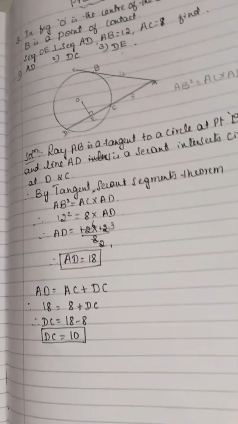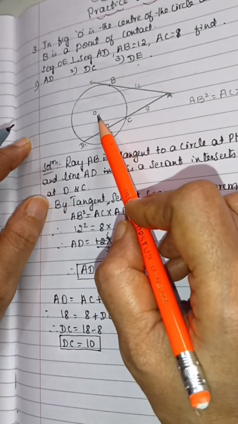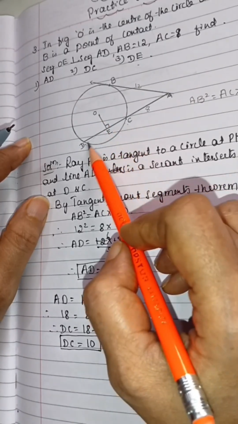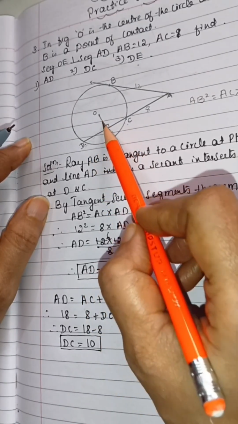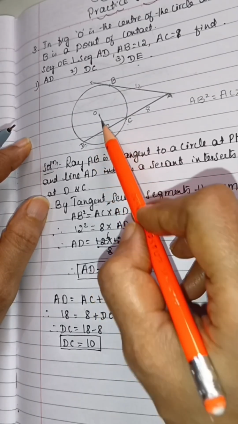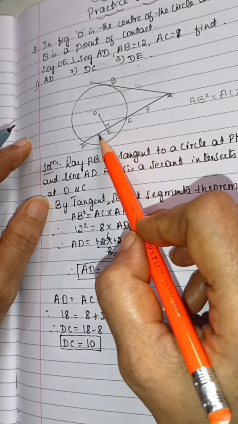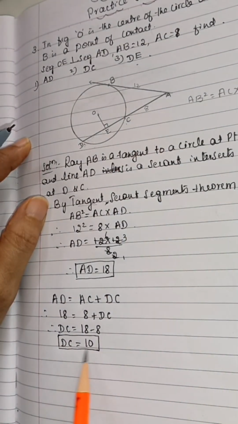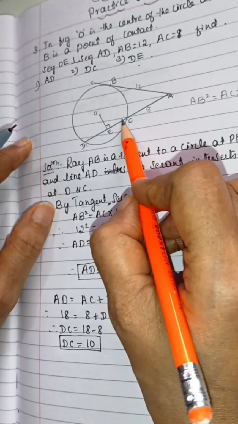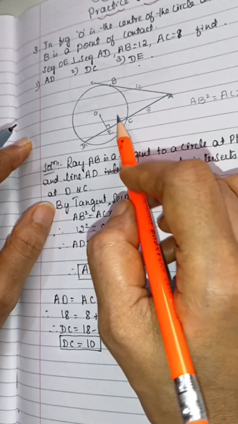Now we have to find DE. In this, O is the center of the circle, and a perpendicular drawn from the center of the circle to its chord bisects the chord. DC is the chord here. This perpendicular line divides chord DC into two equal parts. DC is 10, so DE is half of DC.